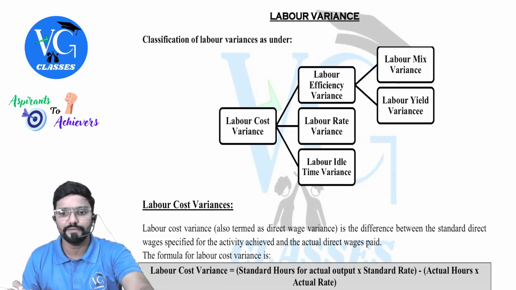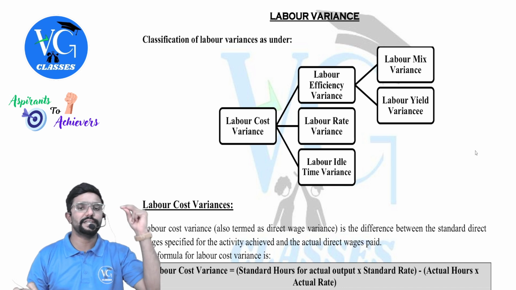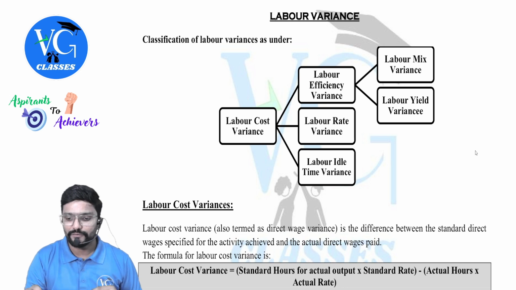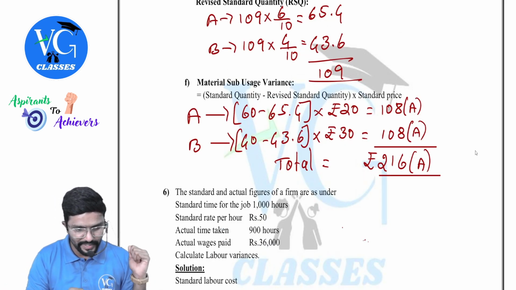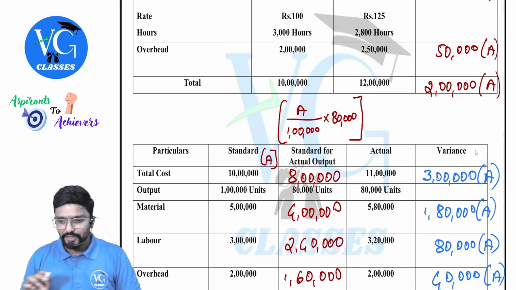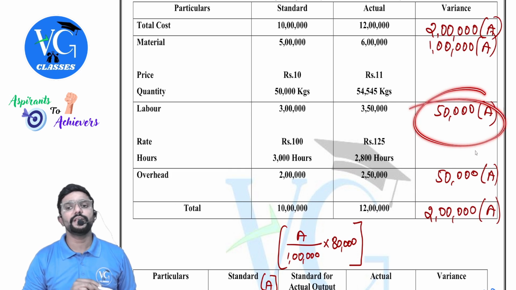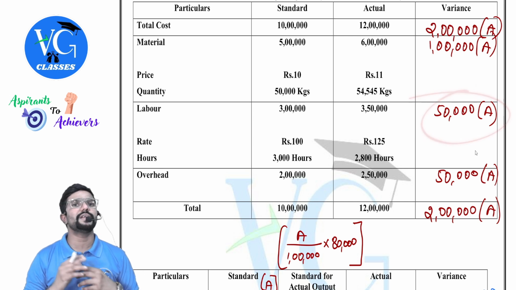Classification of labor variances as under. Pay attention. Labor cost variance we will try to find out first. What is labor cost variance? Let us go back to our example. How much did we get? We had got a labor cost variance of 50,000. Then we will try to figure out why we have incurred this extra 50,000.